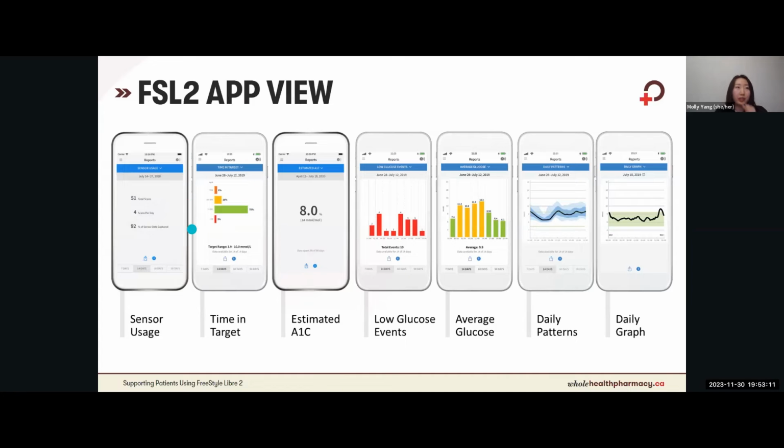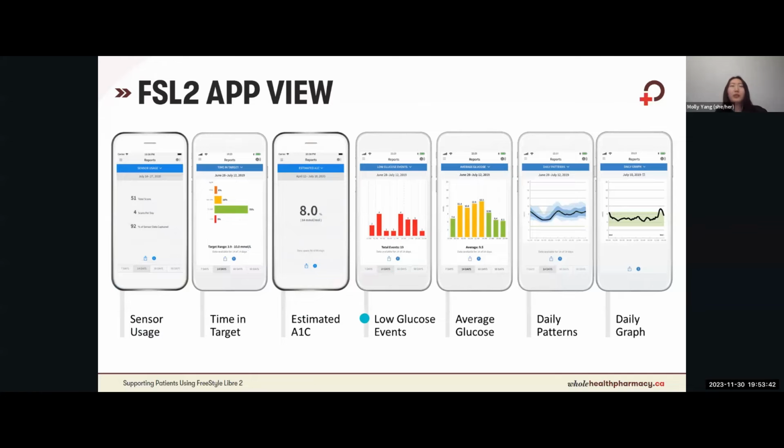So, the time in target range. Again, we talked about for most patients, that's 3.9 to 10 millimoles per liter, and we want at least 70% within that range for most individuals. So you can quickly see sensor usage, you can see time in target range, and then based on the data we get from there, you can also open the estimated A1C value. So already you have so much information on how the patient is doing overall.